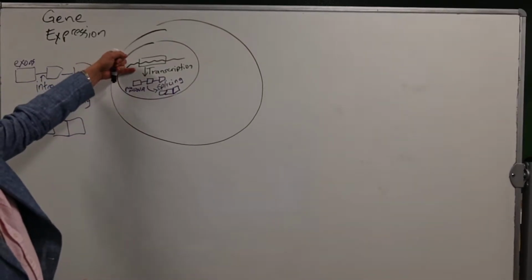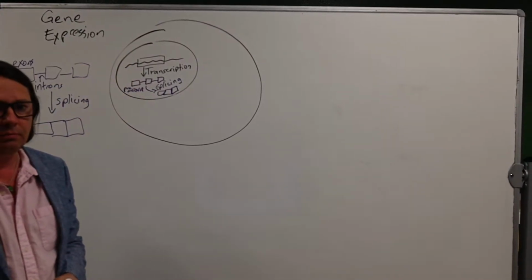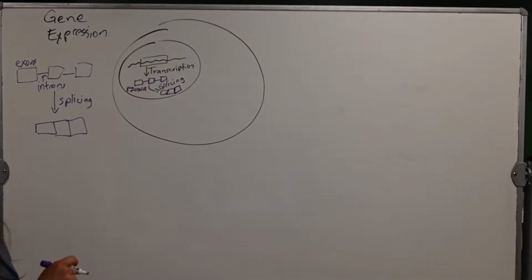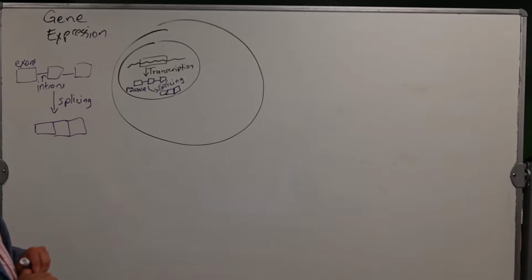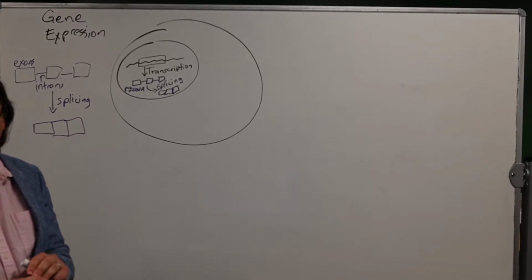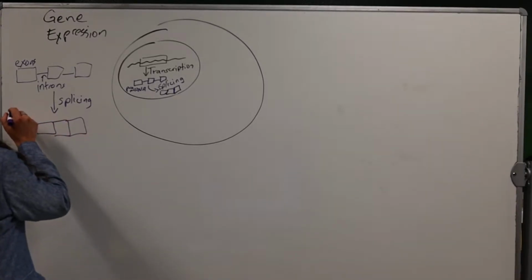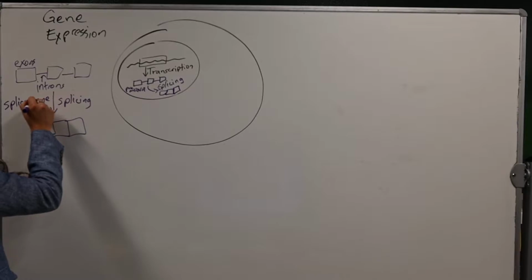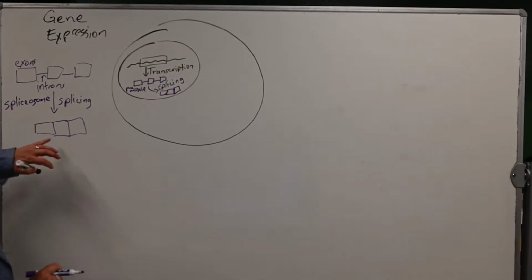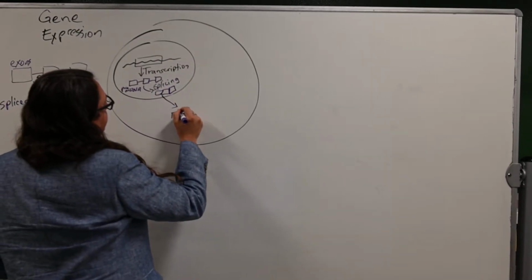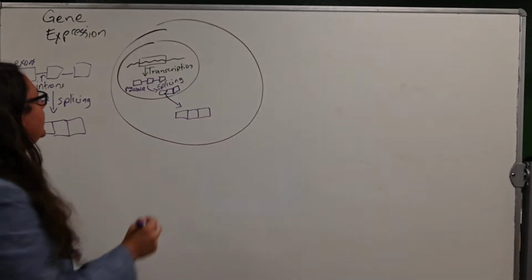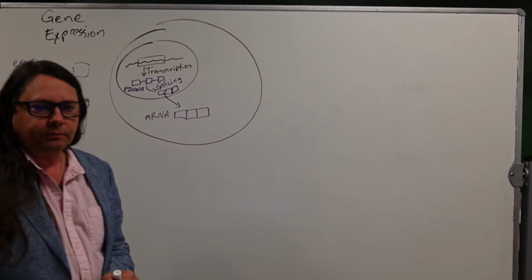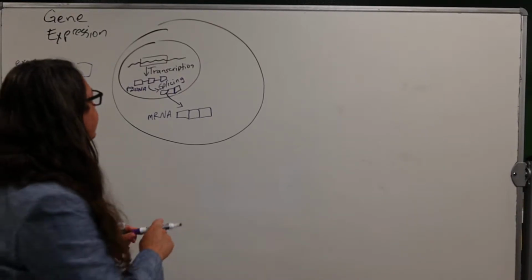So backing up, transcription, what enzyme is required for transcription? RNA polymerase. Exactly. And for splicing? Spliceosome? Right, the spliceosome, okay? And it does the splicing, and now this can exit the nucleus. So we've got the transcript out of the nucleus now, so it's now our mRNA, or mature mRNA. Now what happens? Translation. Right, so now we get translation.